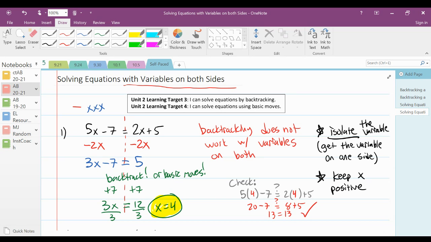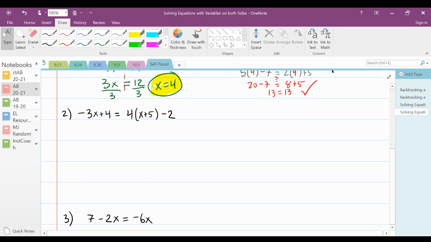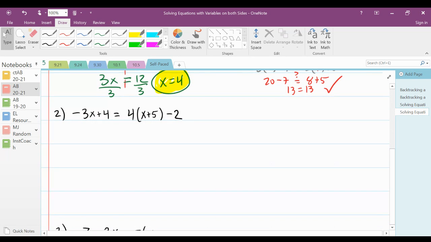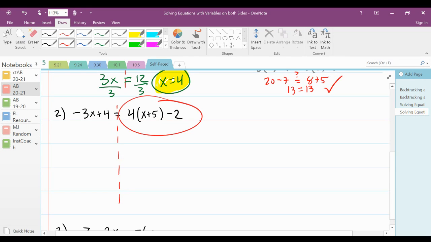And again, those major points: get the variable on one side and keep x positive if we can. So second equation here, you can pause and copy this down. I notice I've got -3x plus 4 on the left side. On the right side, I've kind of got a bit of a mess. So I'm going to say, let's go ahead and simplify before doing any of those basic moves.